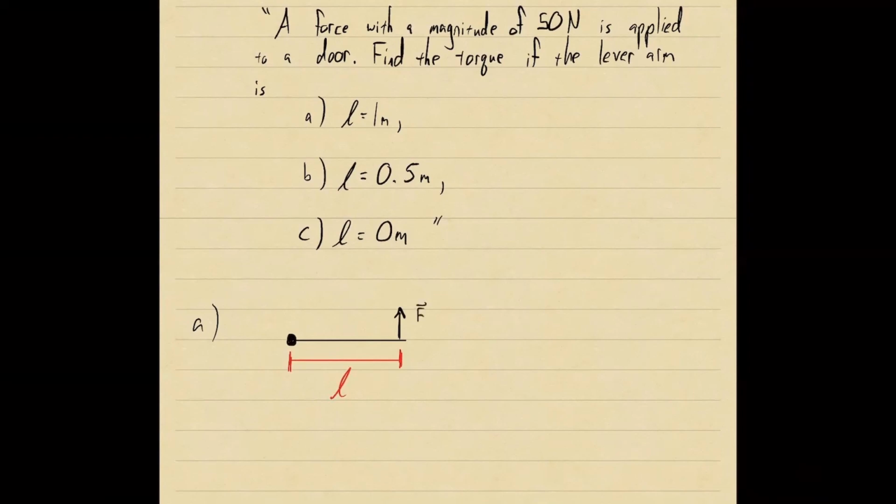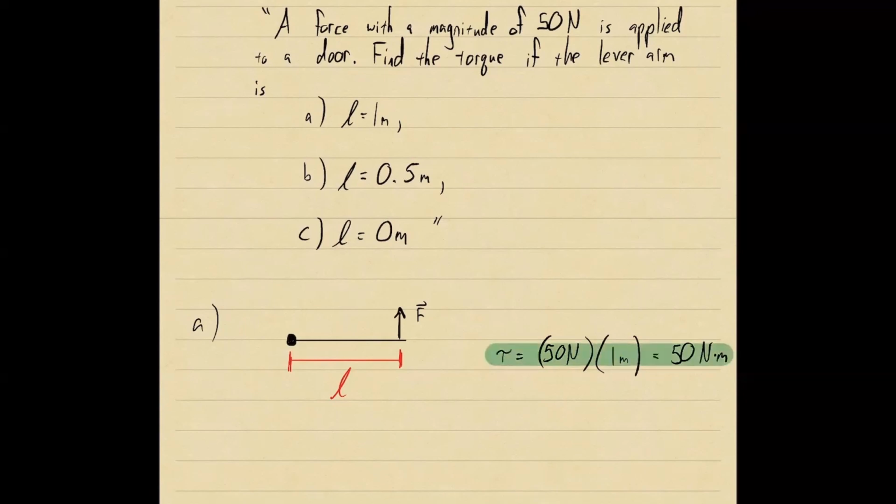And this here is our force being applied. So for part A, L is going to be 1 meter. And so if we want to calculate the torque, well, that's not too bad. The torque is just equal to the magnitude of this force, which the problem told us is 50 newtons. So 50 newtons of force being applied at a distance of 1 meter from our axis of rotation is going to give us a torque of 50 Newton meters.